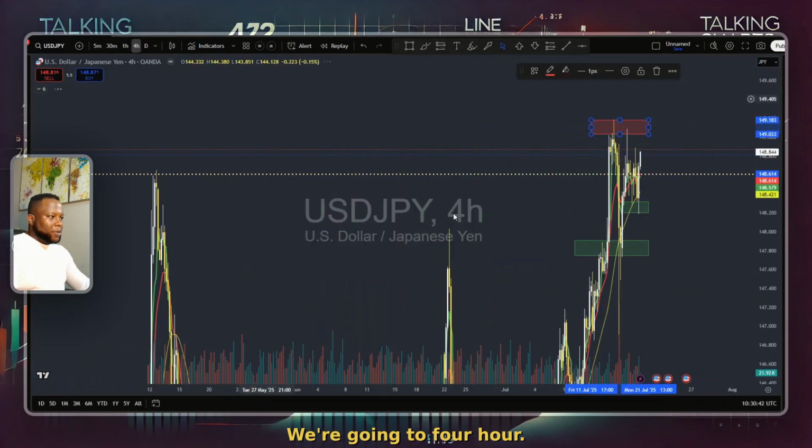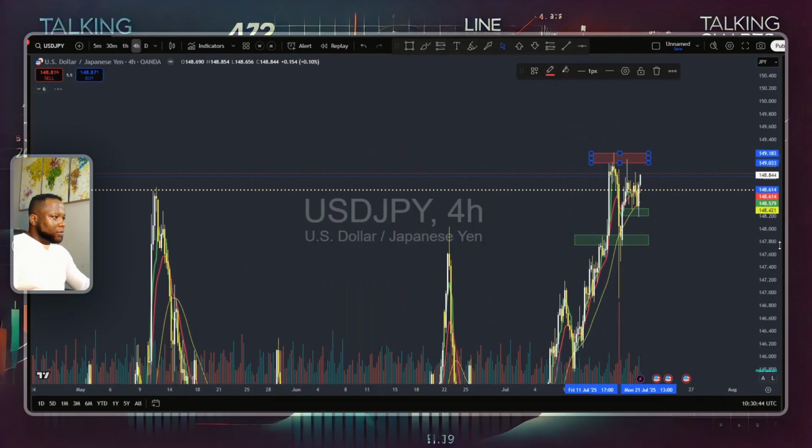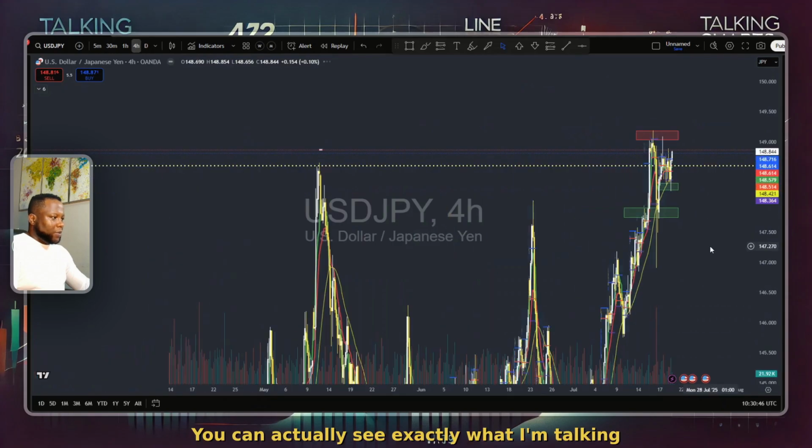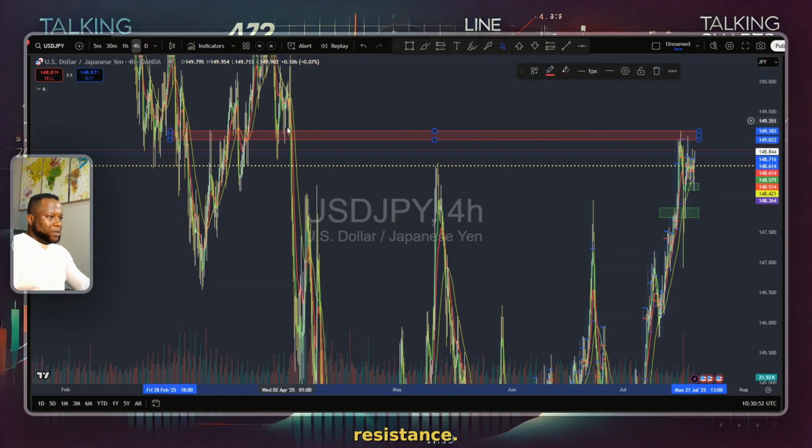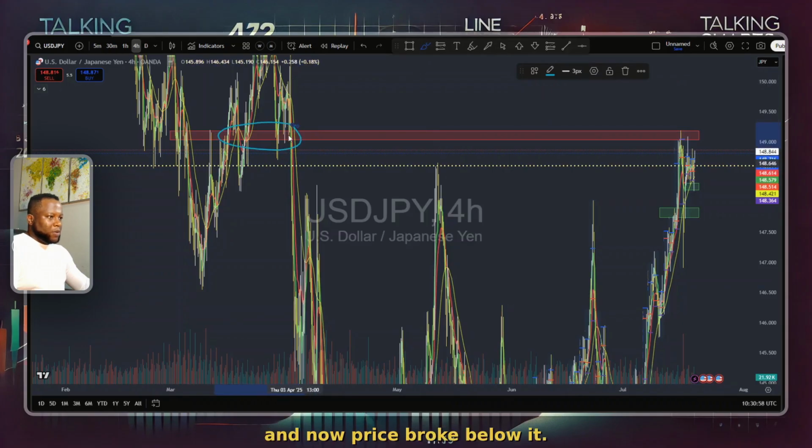If you go on the 4-hour, you can actually see exactly what I'm talking about here in the 4-hour. I move this all the way here. Support, then resistance, right? We had a support zone here. And now price broke below it, so now it becomes resistance. That's basically my theory on this.